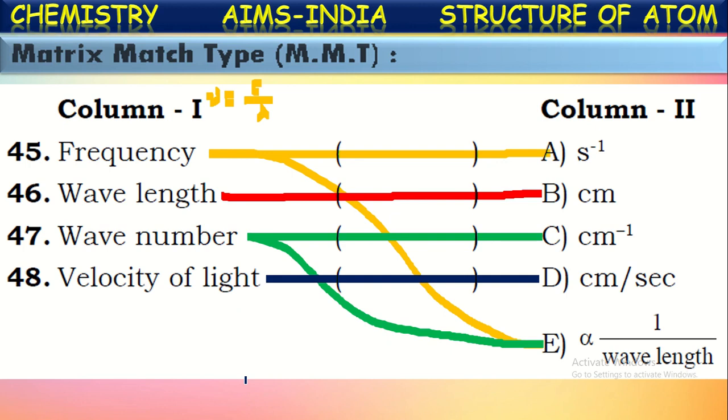Observe once the matching. Frequency: second inverse. Wavelength: centimeters. Wave number: centimeter inverse. Velocity of light: centimeters per second. Out of these, frequency and wave number are inversely proportional to wavelength also, right?